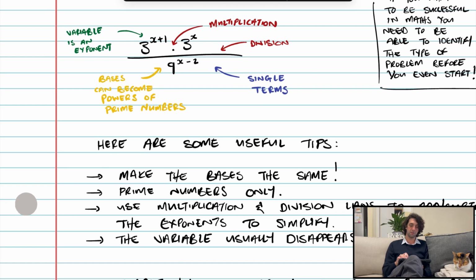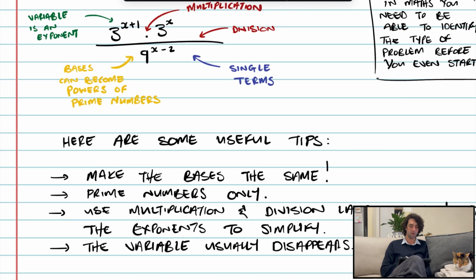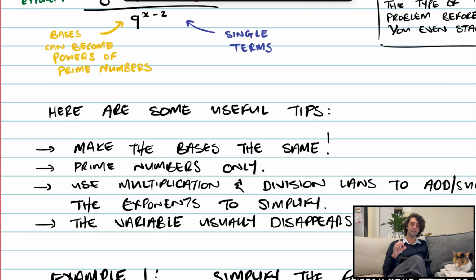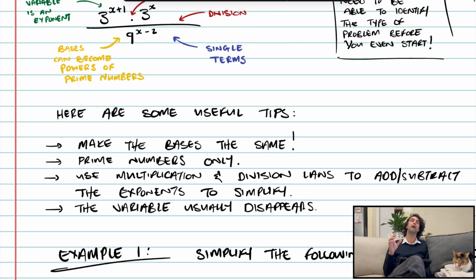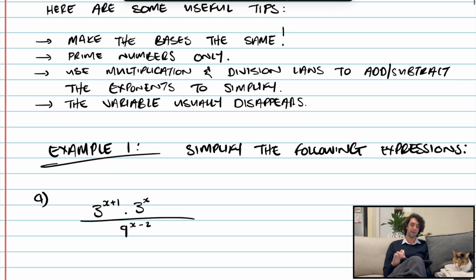So here are some useful tips that are going to help you solve these types of problems. First of all, we are going to make the bases the same. That is very important. Okay, we're only going to have our bases in terms of prime numbers. We're going to use our multiplication and division laws to add or subtract the exponents in order to simplify our expression, and the variable usually completely disappears. So if you end up with an answer where you still have an x as an exponent, you might have done something wrong, so just be aware of that.